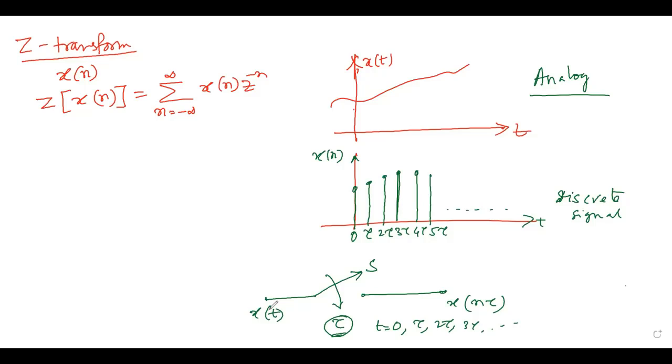Say this is your x(t). When the switch is closing, say at time t equal to 0, you will get this value. Again, when it closes the next time, you will get this value, because generally it is open. It closes only when time t equal to 0, tau, 2 tau, 3 tau, and so on. Assume that its closing time is very, very small. So you will get this type of signal.